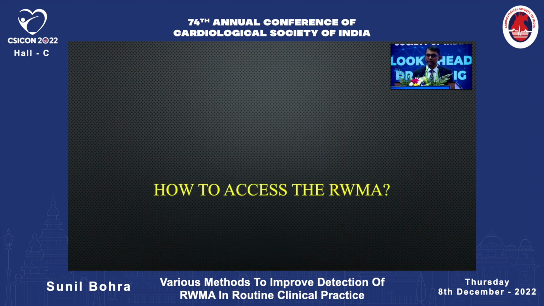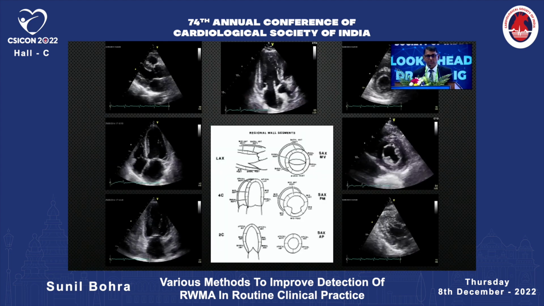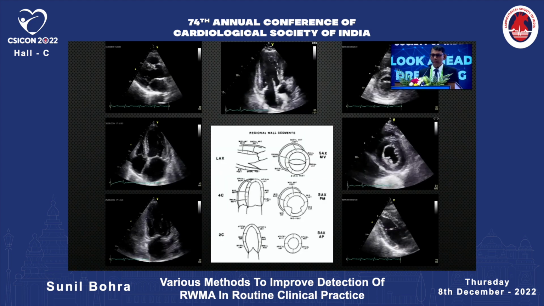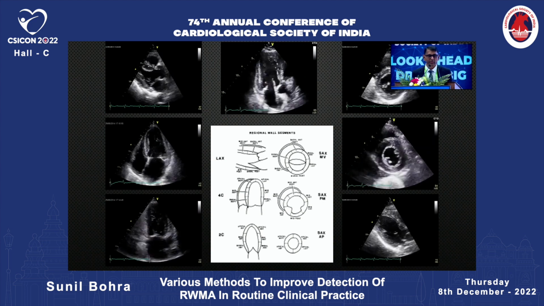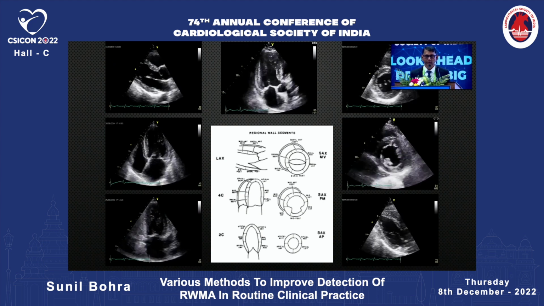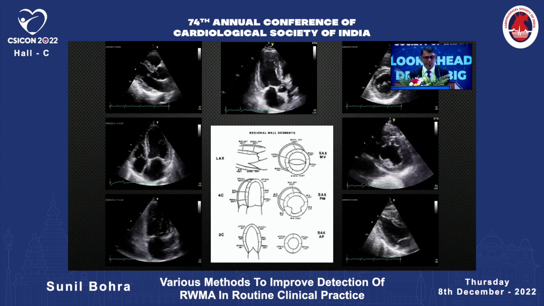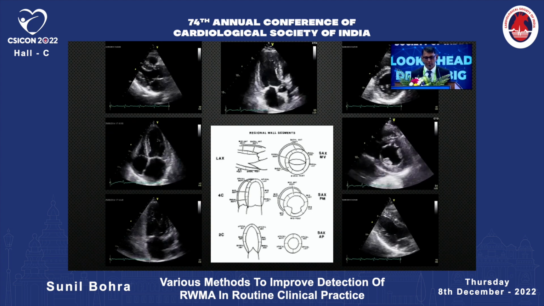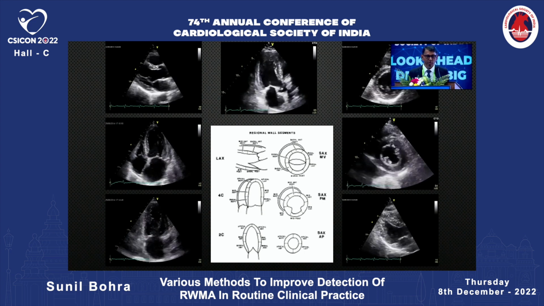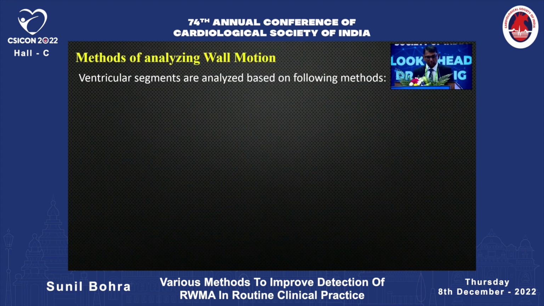So how do we assess the regional wall motion abnormality? Whenever we want to assess the wall motion abnormality, it's very important we look at various views of the echocardiogram and not rely only on one or two views. We look at as many views as possible, and only then come to a conclusion on the wall motion abnormality. The ventricular segments are analyzed based on the following methods.